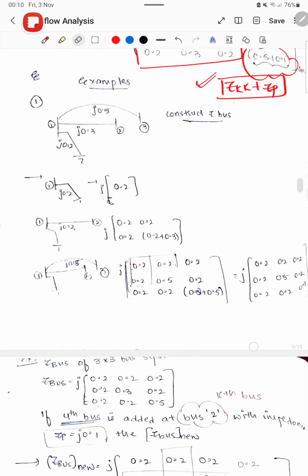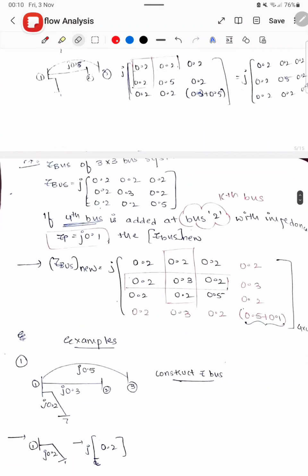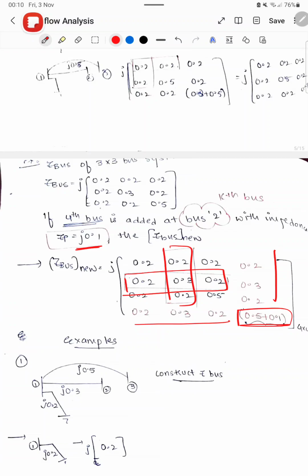Similarly you can do for 1 3 also. Now let's see the other example. If fourth bus is added to bus 2 with impedance 0.1. So again, fourth bus is added, so Z second row and second column will get copied as it is at the fourth place, and then the last element would be Zp plus Zkk.